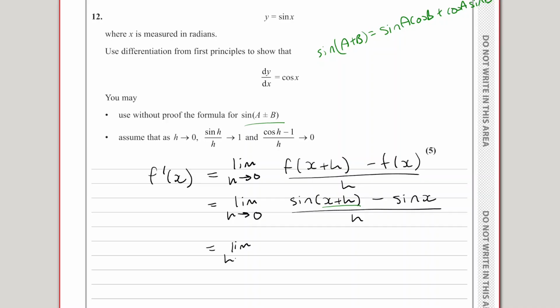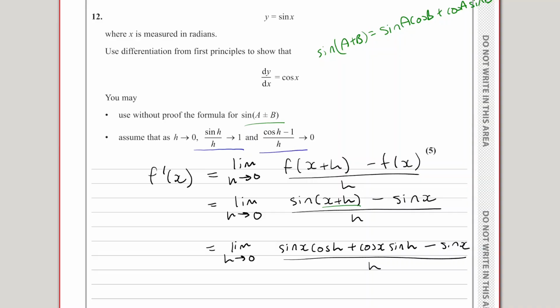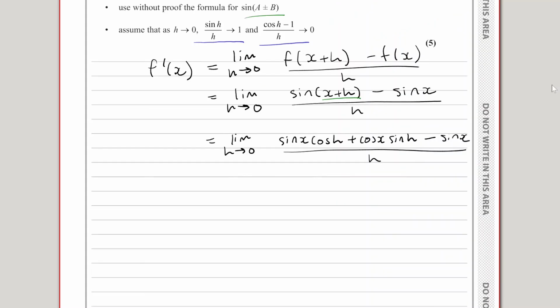So we've got the limit as h gets closer to 0 of sine x cos h plus cos x sine h minus sine x over h. And then we're also using sine h over h and cos h minus 1 over h and their limits. So we're going to get it into the right form for that. So we want a sine h over h and a cos h minus 1 over h.